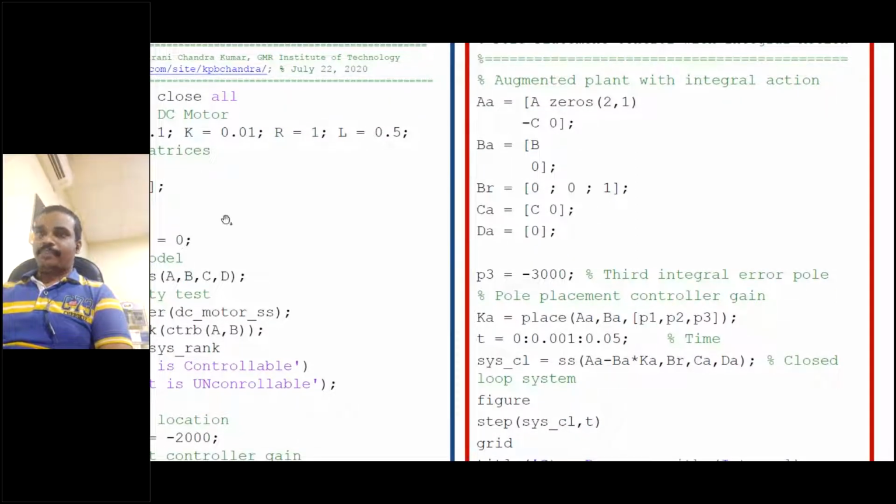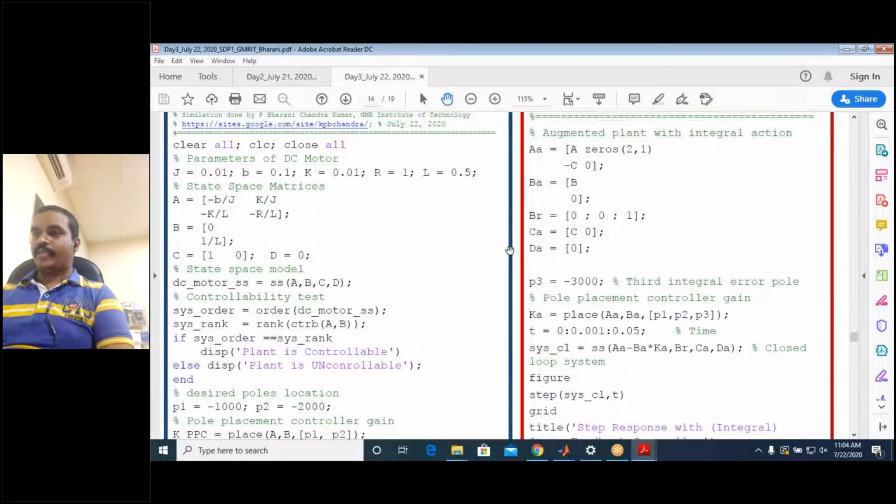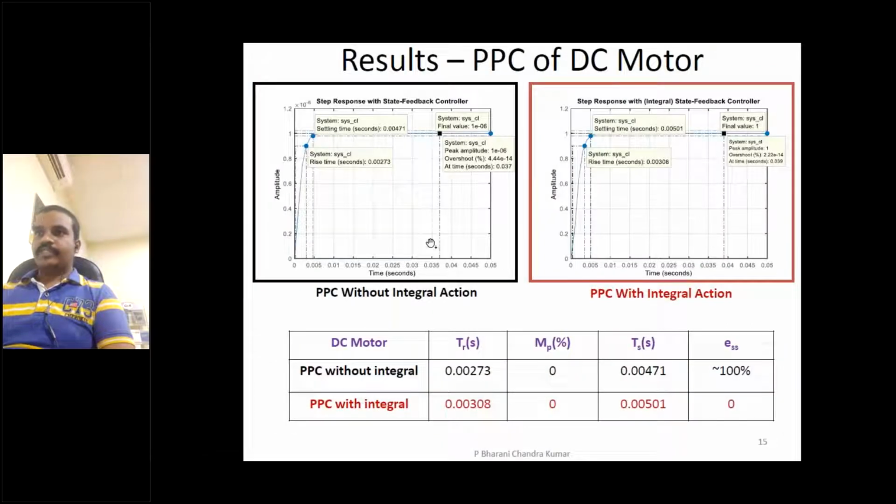What I have to do with the code given to you is combine the two codes and keep them in only one parameter file, and run that one. If you run it, you will be getting two different plots. I will be showing you what you'll be getting. You'll be getting two plots like this. One is the step response with the state feedback controller, and the other one is the step response with the integral.